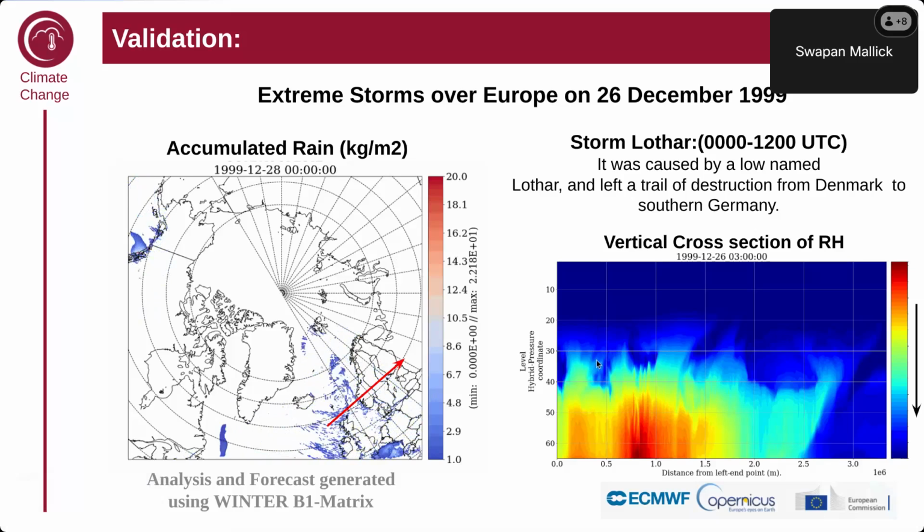And the right panel shows the vertical cross section for relative humidity. Here also we can see the storm, with the relative humidity quite high up to level 40 over this cross section. This red line represents the vertical cross section for relative humidity.